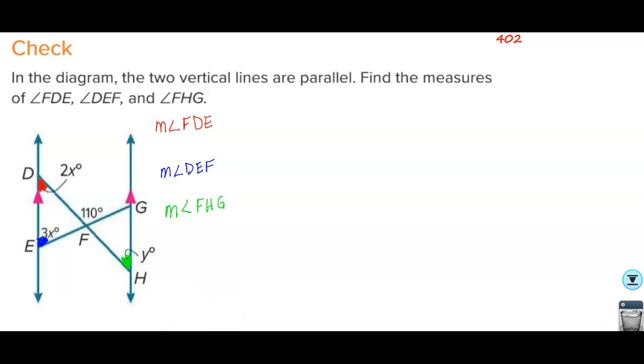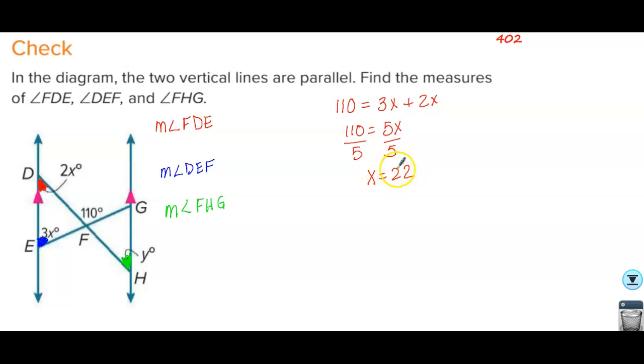Okay, so we go to red pen. All right. Solving for this one, I know that 110 has to equal 3x plus 2x. So the 110 is the exterior angle there, and it has to equal 3x plus 2x. Okay, so 110 equals 5x. Divide both sides by 5, and I get that x is 22.